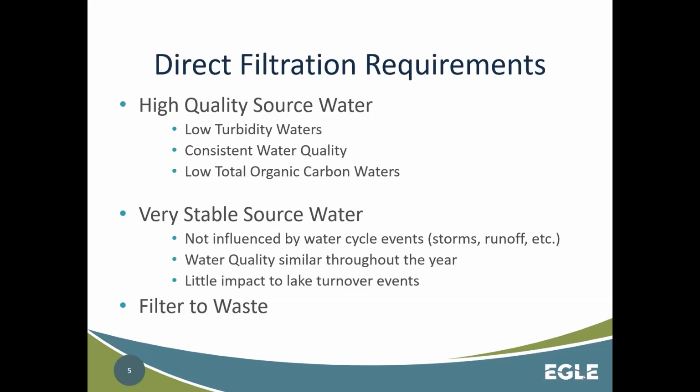And just a reminder, what filter to waste is, it basically takes your filtered water, and through valving and piping, you can close a valve so no water is going into your finished water reservoir, and open another valve so it just filters to waste. And you can do that until your turbidity settles down and you're getting acceptable turbidities, and then you can switch it back so it goes to the system.